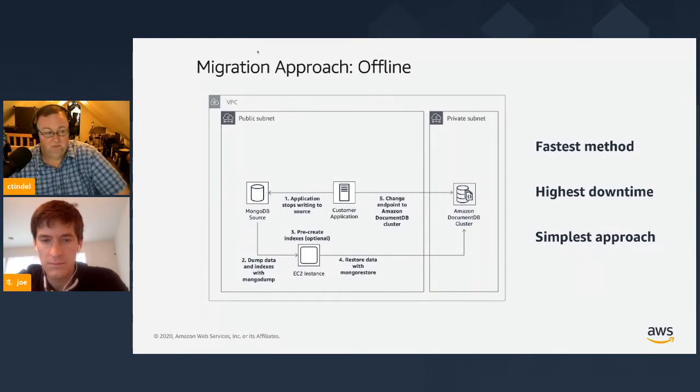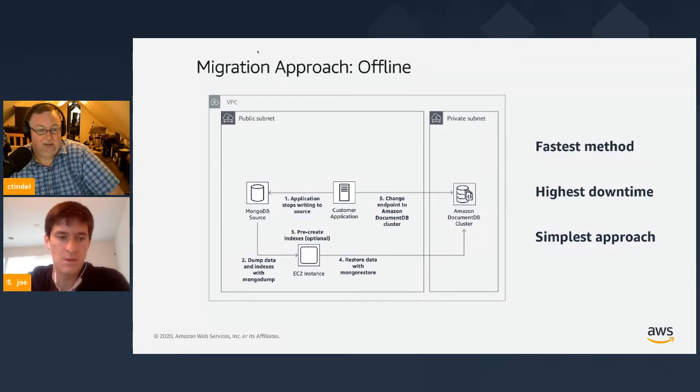So there are really 3 different approaches that you can take to migrate to DocumentDB. The easy and fastest method, which also has the highest downtime, is to just stop writing to the application database that you're using right now. Once you stop writing to it, you can start the migration process without worrying about losing data or keeping track of changes that occurred during the migration.